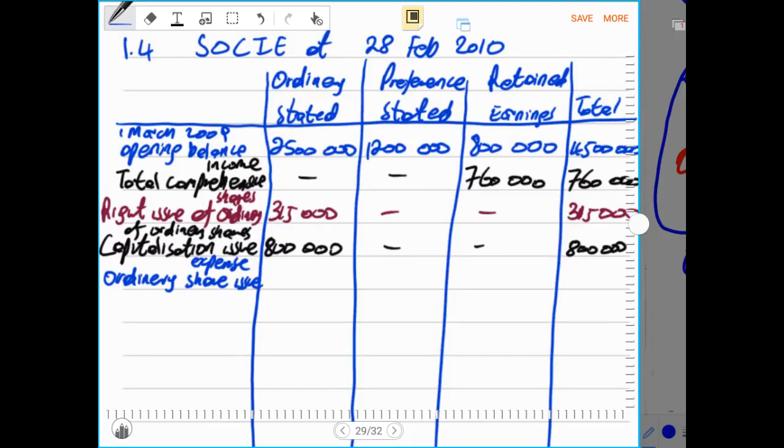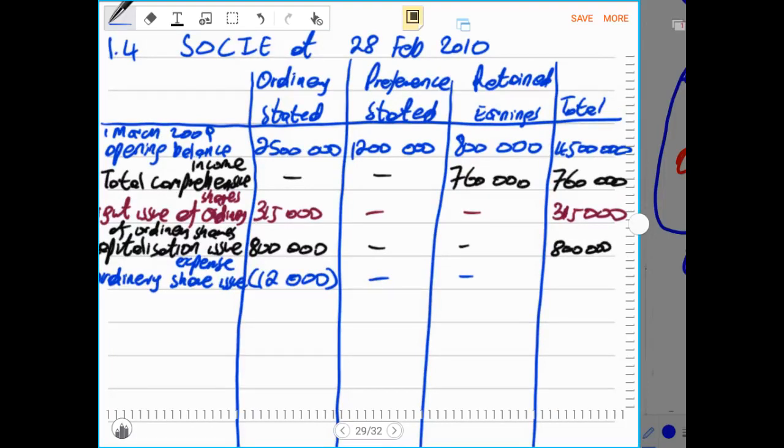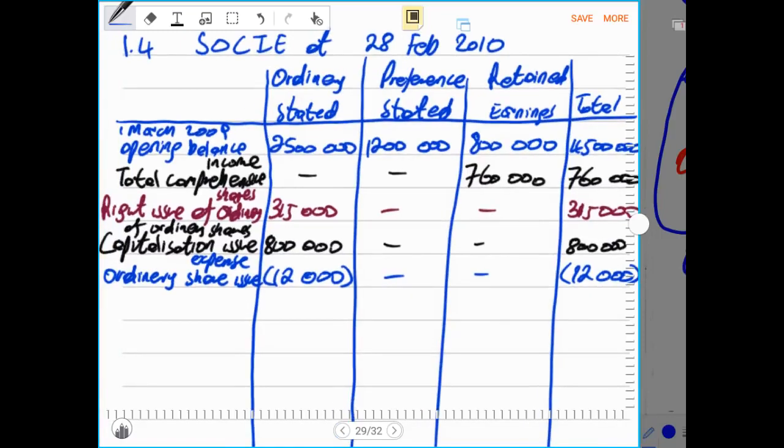I hope you'll accept me with my writing. Sorry, I just have to squeeze things. As long as you see the figures and the writing, and I'm explaining the writing. Ordinary share issue expense is 12,000. It affects our ordinary stated capital negatively, because this is an expense with regard to the issue of ordinary shares. So it has to be negative under ordinary shares. If it was for preference, then it would have to be negative under preference. But there was no share issue cost for preference because obviously no preference shares were issued. They were just being redeemed.